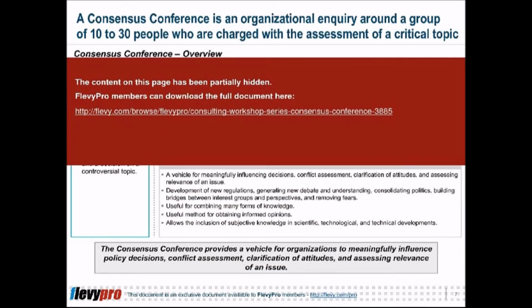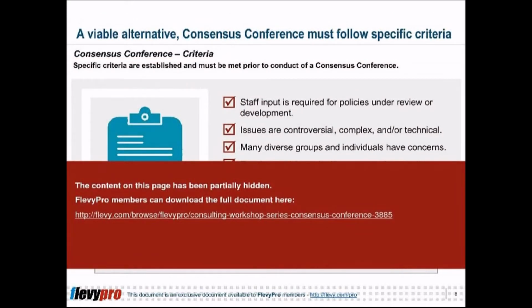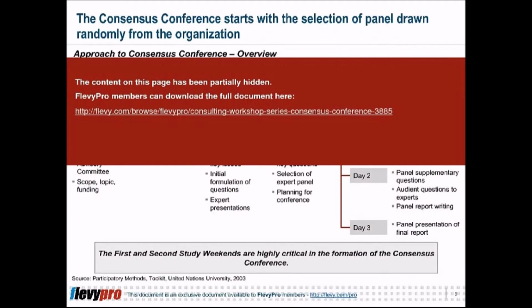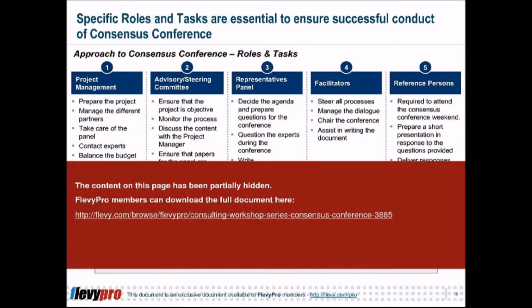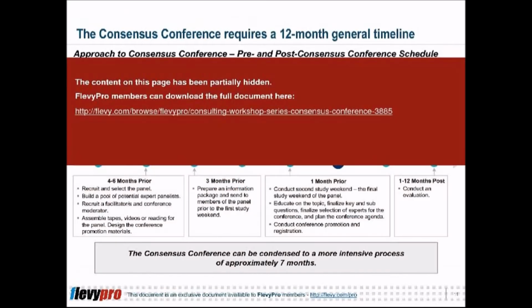Understanding the consensus conference. Consensus Conference is a 3-day intensive program that provides a vehicle for organizations to meaningfully influence policy decisions. Strategically, its application spans a broad range of uses. It can be used in the development of new regulations, generating new debate and understanding, consolidating politics, building bridges between interest groups and perspectives, and removing organizational silos.